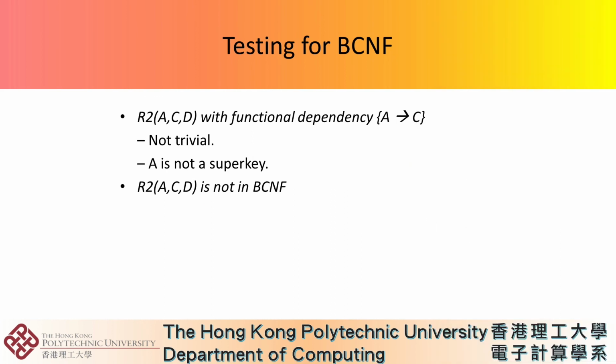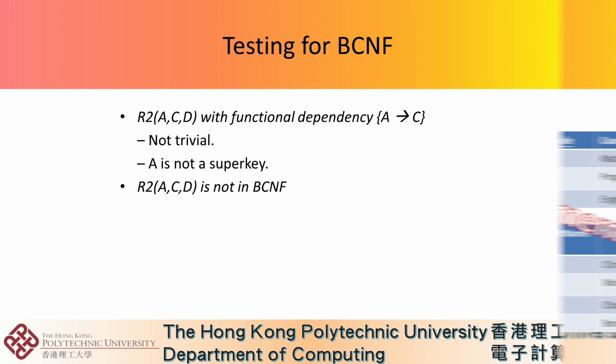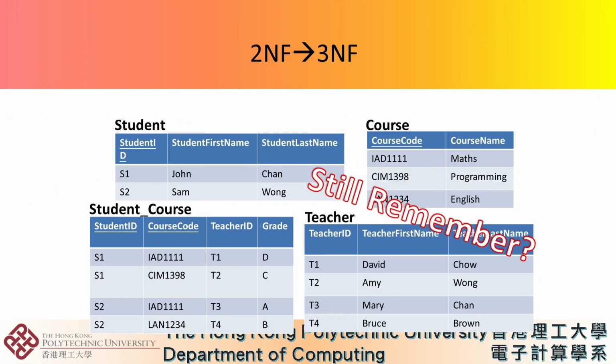R2, containing attributes A, C, and D, has the functional dependency A functionally determines C, which is not trivial, and A is not a superkey. Therefore, R2 is not in BCNF. Do you still remember this example? You have seen this example in the last two lessons. Now I will also use this example to show you how to check if the database is in BCNF.